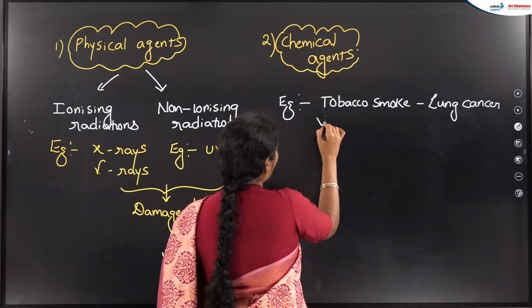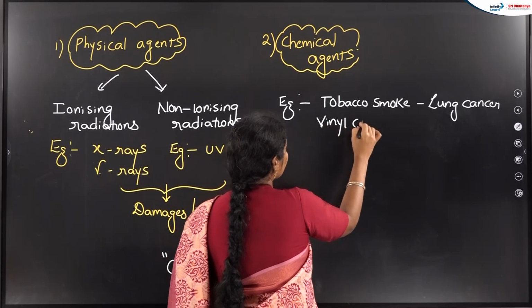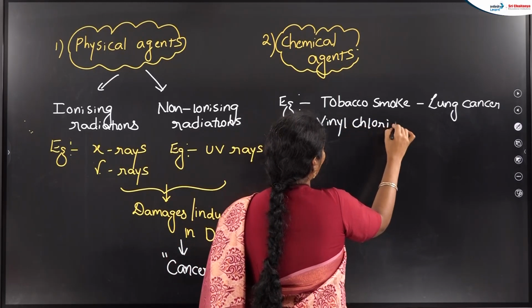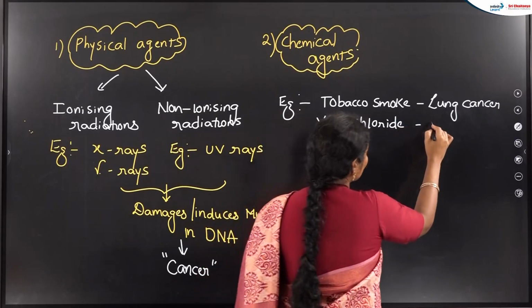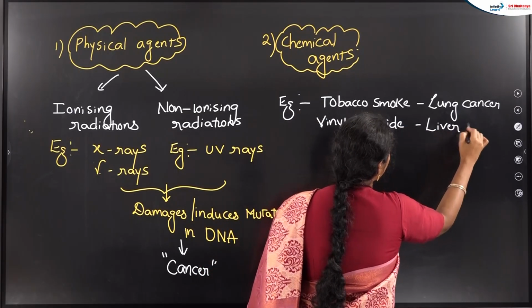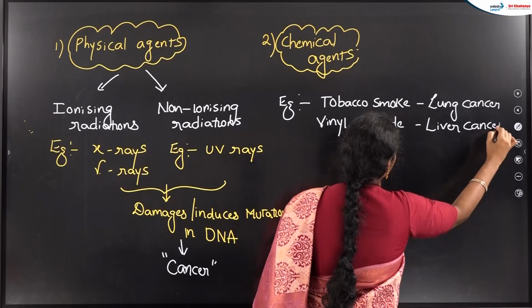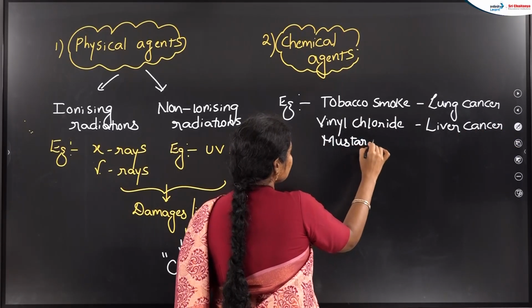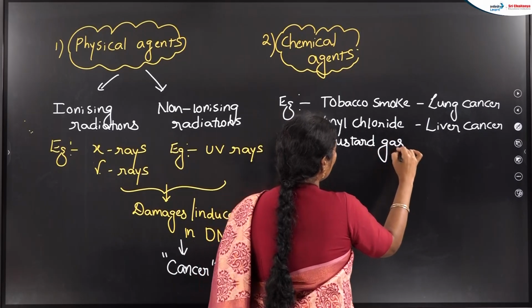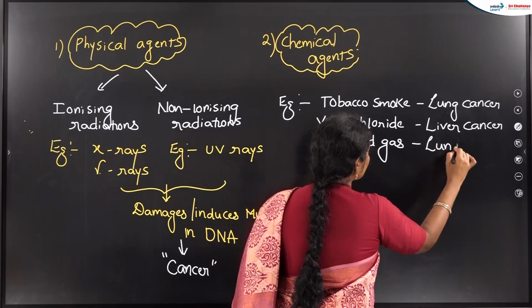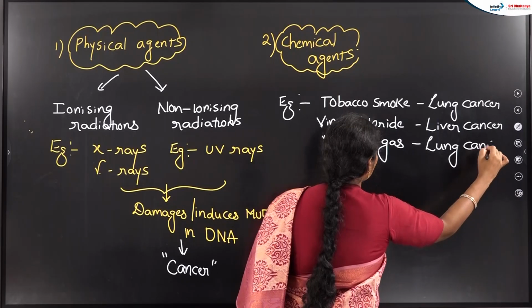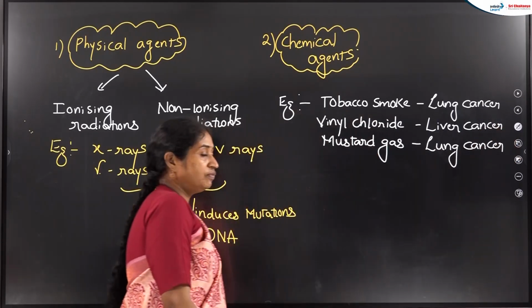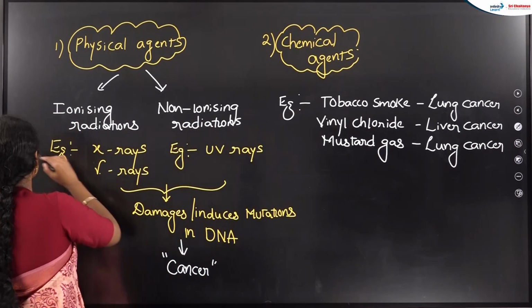Next, one more example. Vinyl chloride exposure leads to liver cancer. Next, mustard gas exposure also leads to lung cancer. So all these come under chemical carcinogens. So first physical carcinogens, next chemical carcinogens.